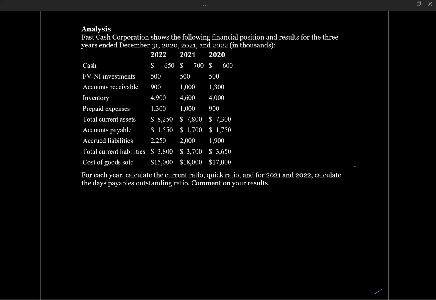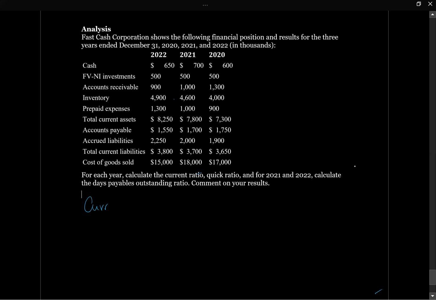All right, let's take a look at an analysis question. It says Fast Cash Corporation shows the following financial position and results for the 3 years ended December 2020, 2021, and 2022. For each year, calculate the current ratio, quick ratio, and for 21 and 22, calculate days payable outstanding. Comment on your results. Okay, so let's start with the current ratio.